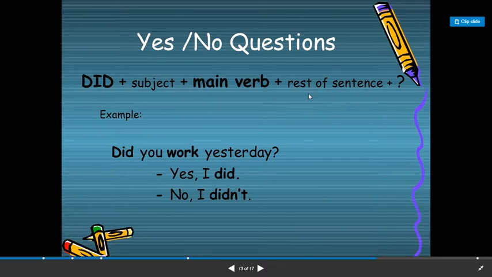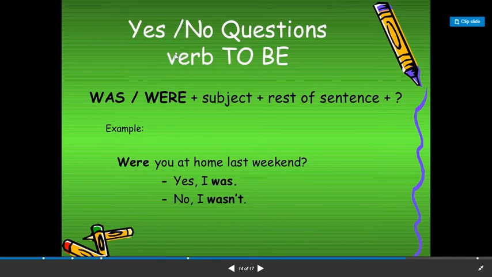For yes or no questions, did plus subject plus main verb plus the rest of the sentence. Did you work yesterday? Yes, I did. No, I didn't. For yes or no questions with the verb to be, was or were plus subject plus the rest of the sentence. Example: were you at home last weekend? Yes, I was. No, I wasn't.